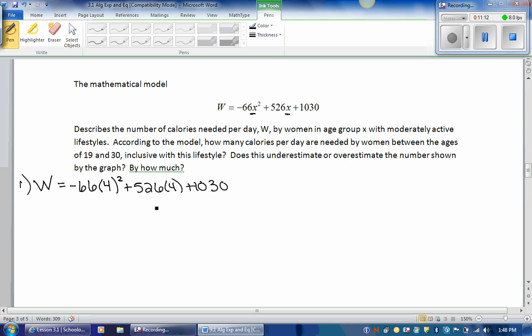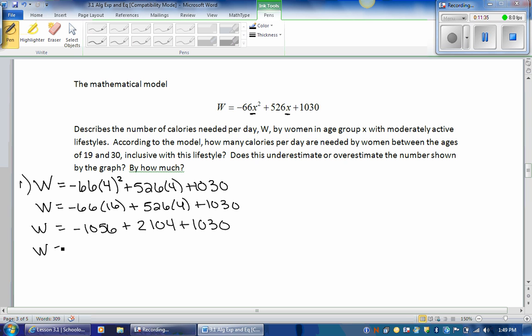So now I'm going to go ahead and evaluate this. Negative 66 times 16, exponents first. Okay, multiplication next. And now straight to addition. Negative 1,056 plus 2,104 plus 1,030 is going to give me 2,078. Okay. So we're saying we need 2,078 calories per day, according to our formula, right?